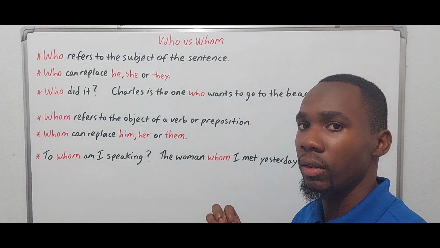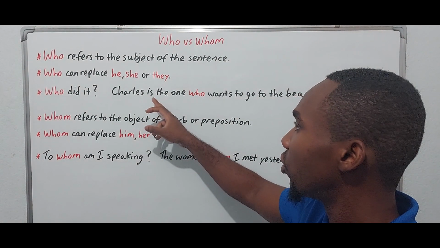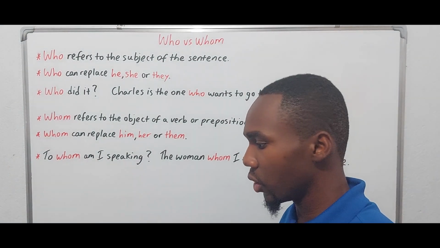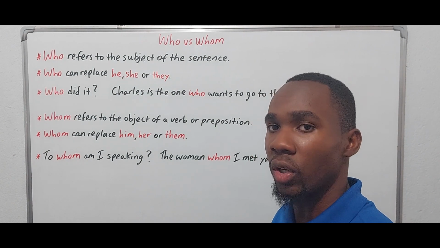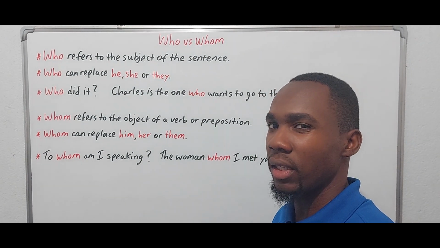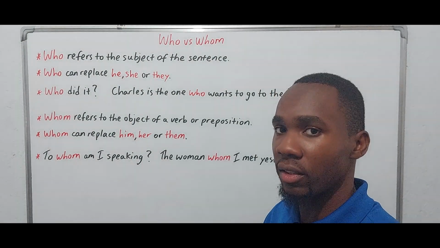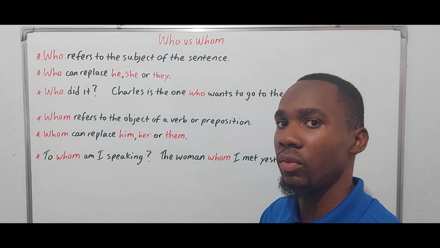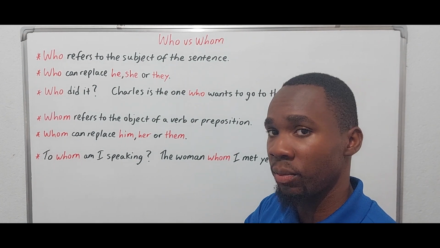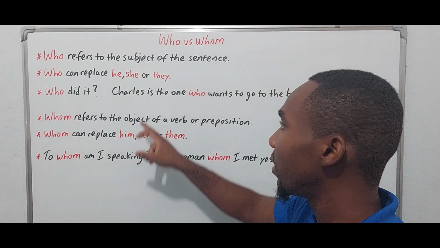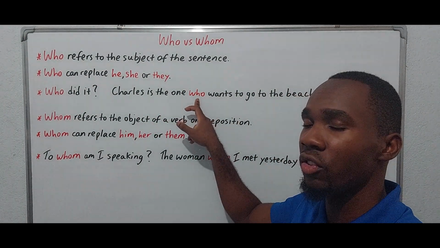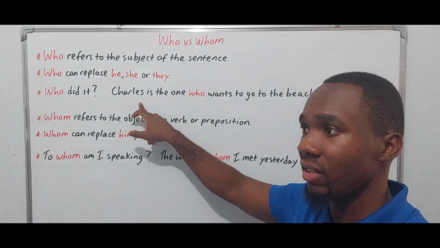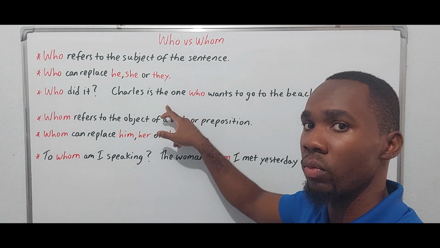Now let's see it being used as a relative pronoun. Charles is the one who wants to go to the beach. If you don't know what a relative pronoun is, it is a word that is used to introduce a relative clause. Or in other words, it is used to provide additional information about something or someone that was previously mentioned. So when I say Charles is the one who wants to go to the beach, who is used to provide additional information. And who is referring to Charles, which is the subject of the sentence. So we need who.